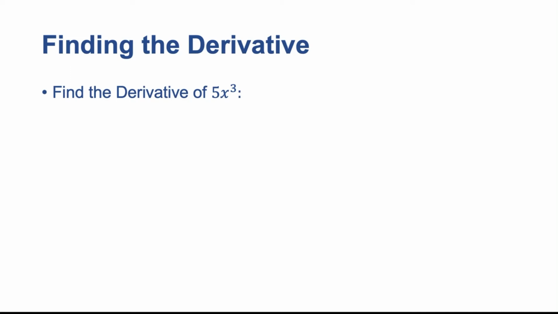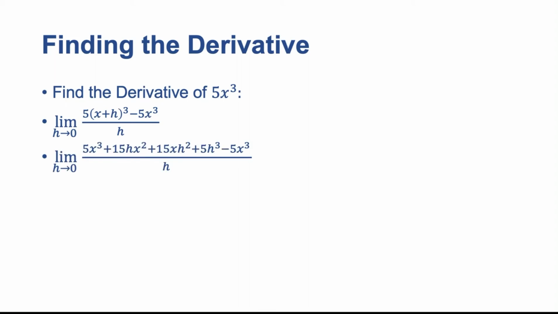So what we're going to do is take that difference quotient that we saw a couple slides ago, and plug in our function. So we're going to get the limit as h approaches 0 of (5(x plus h)) cubed minus 5x cubed over h. Then we're going to expand that, and we'll get the limit as h approaches 0 of 5x cubed plus 15x squared h plus 15x h squared plus 5h cubed minus 5x cubed all over h.